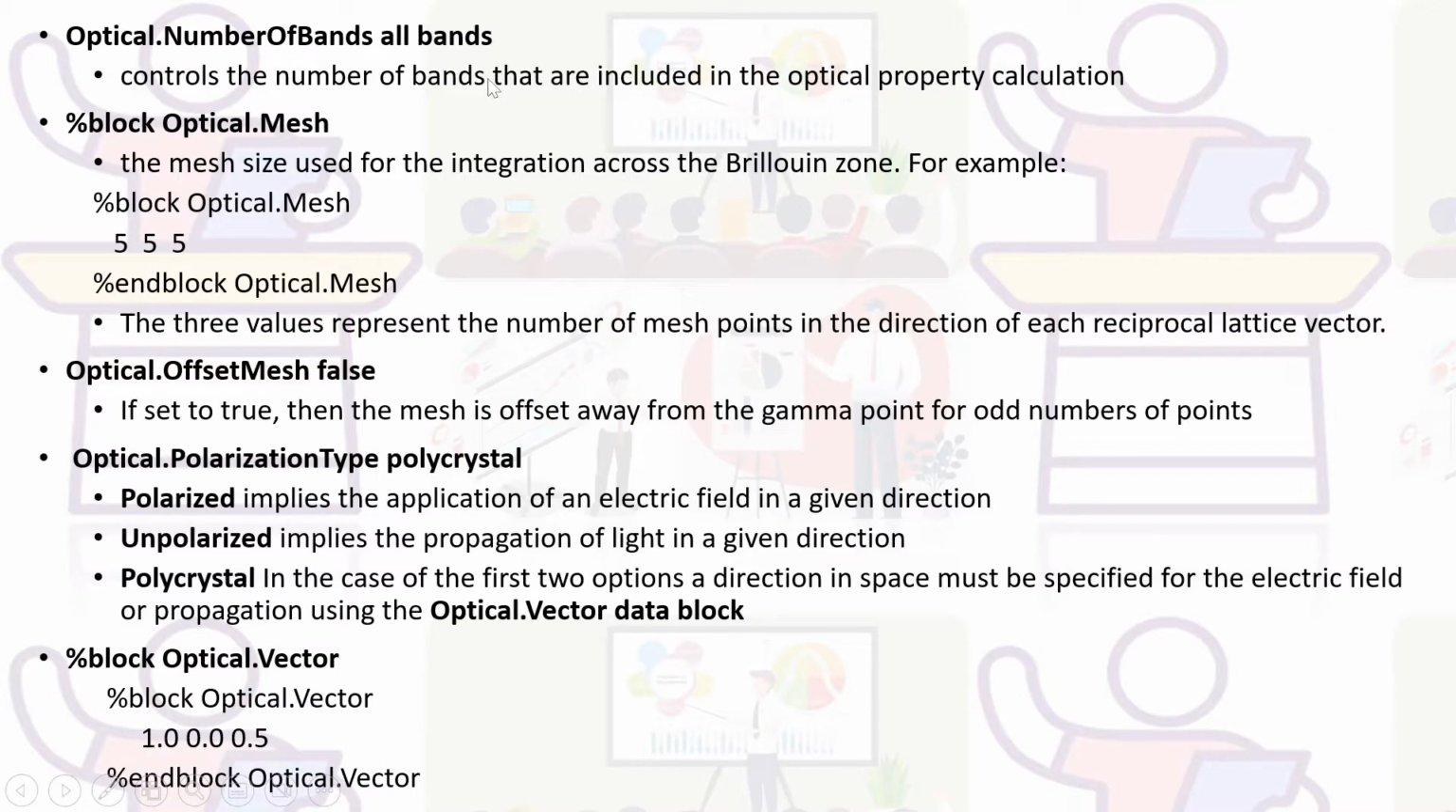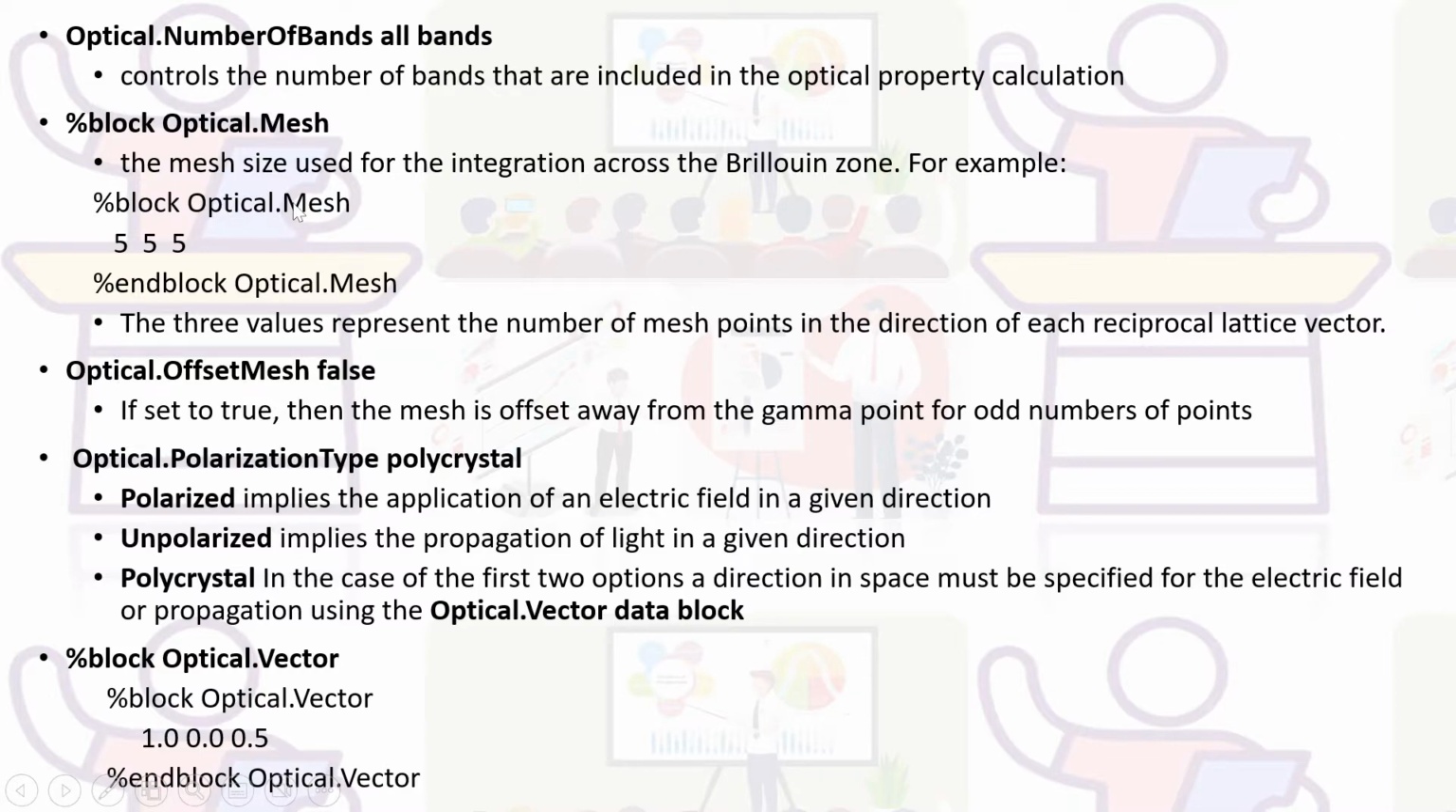And this is the block optical mesh, the mesh size used for the integration across the Brillouin zone. For example, in this case we wrote block optical mesh of 5 along x, 5 along y, 5 along z, and end block. So the three values represent the number of mesh points in the direction of each reciprocal lattice vector. Optical mesh offset, if it is false. If set to true, then the mesh is offset away from the gamma point for an odd number of points.